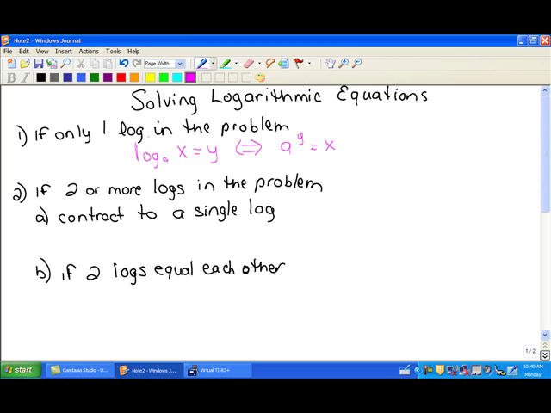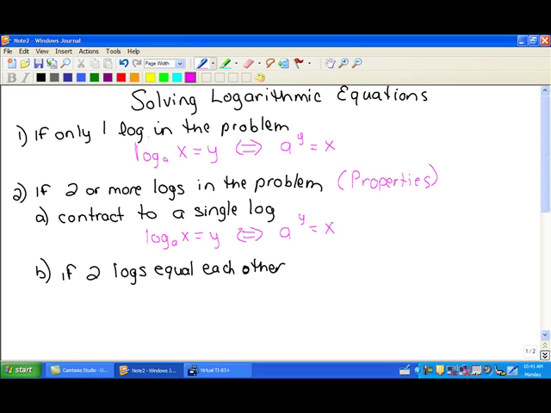If you have two or more logs in the problem, you're going to have to use the properties. The first thing you're going to do is try to contract to a single log, because if you can get it to a single log, you can go to exponential form and say that the base to the y power is going to equal x.